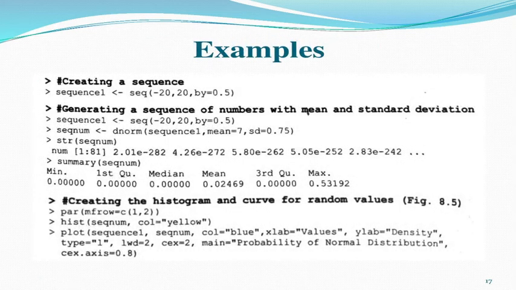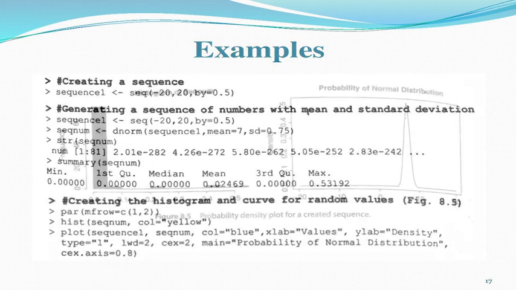The first function creates a sequence of numbers between -20 and 20 incrementing by 0.5. Thus, a sequence of 81 numbers is created. The next command calculates the density function for each of these 81 values with mean as 7 and standard deviation as 0.75. The summary function shows that the minimum value is 0.0 while the maximum value is 0.5.